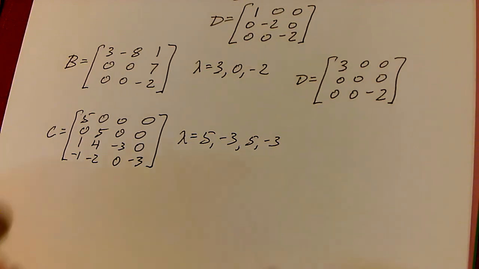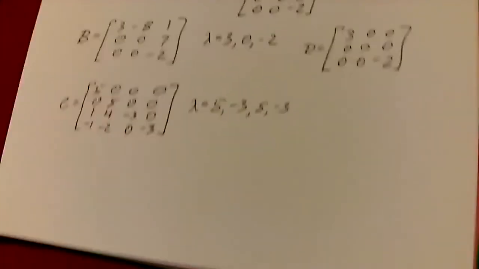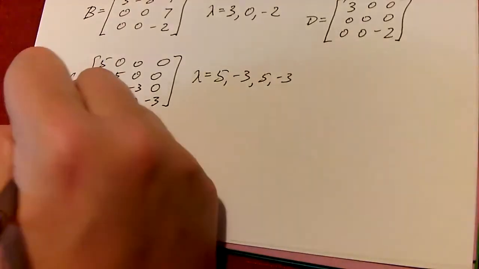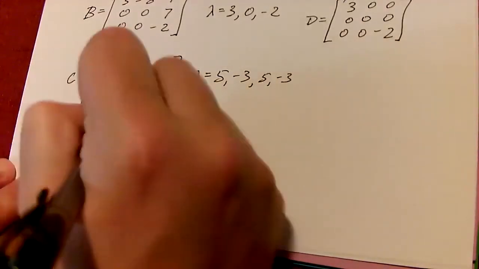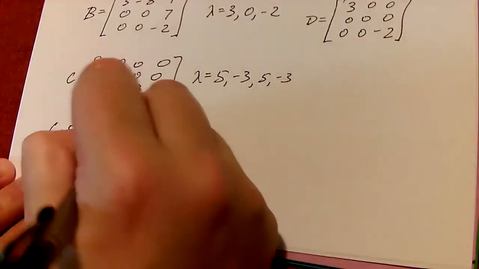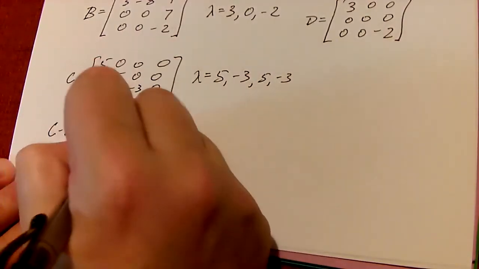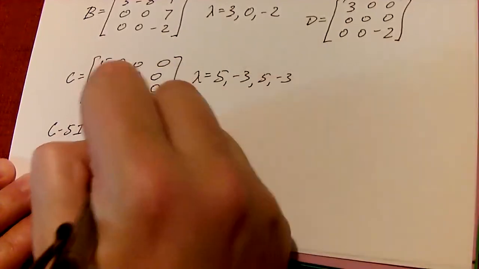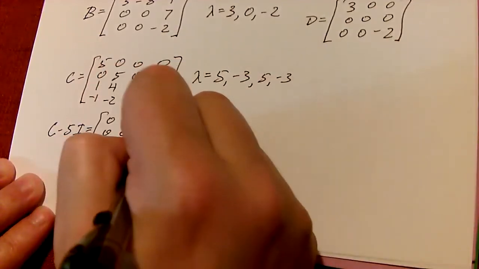So let's attempt to find those. Okay, so I'm going to have C minus 5I. Okay, so I'm going to get all zeros on the first two rows because I'm going to subtract off their 5. Okay, minus 3 minus 5 is minus 8.